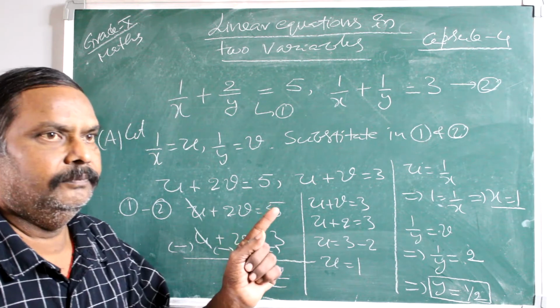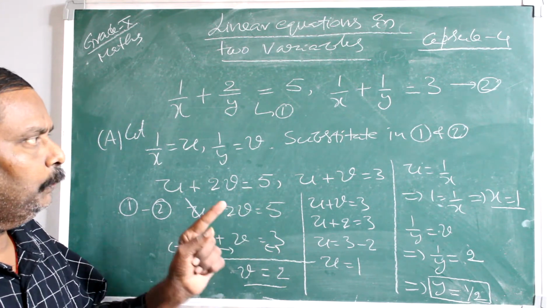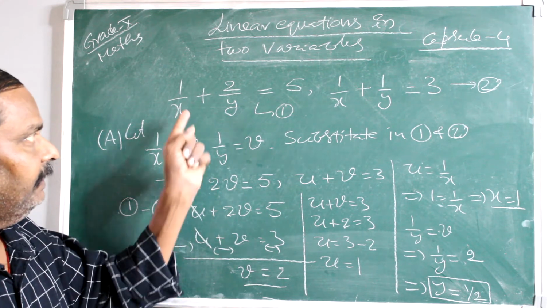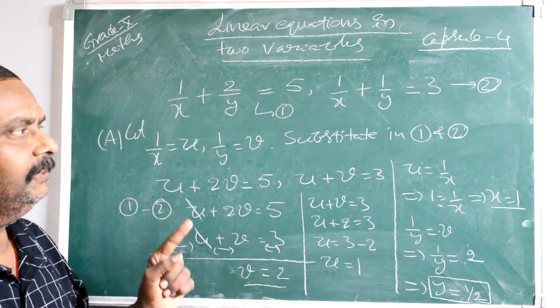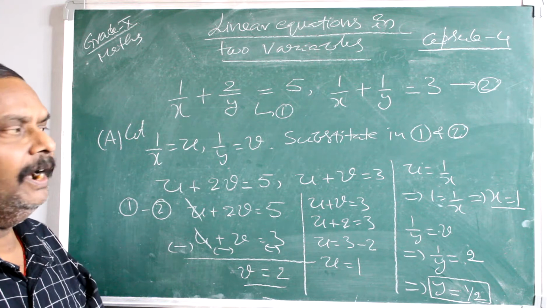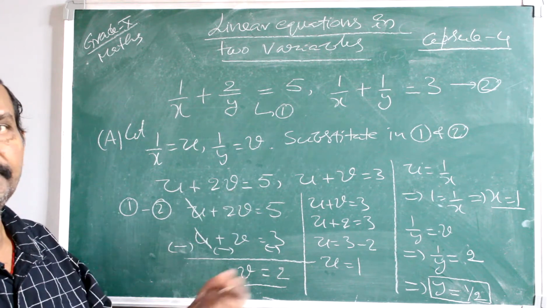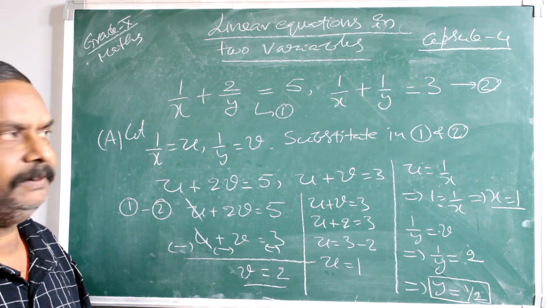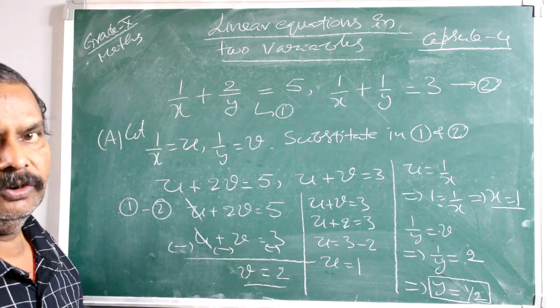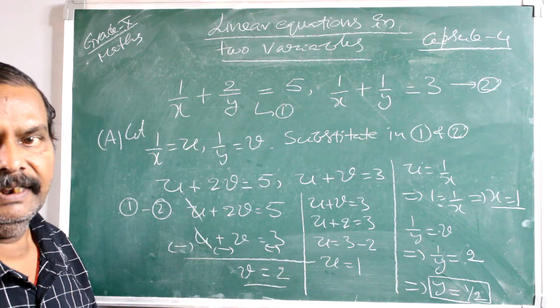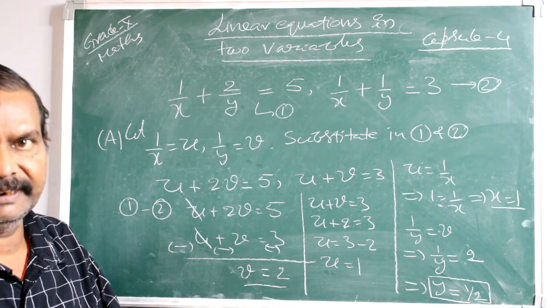So this is the way to reduce the given linear equation into standard form and then solve by using any one of the 4 methods. So this is one example for this. Let us take another example also.